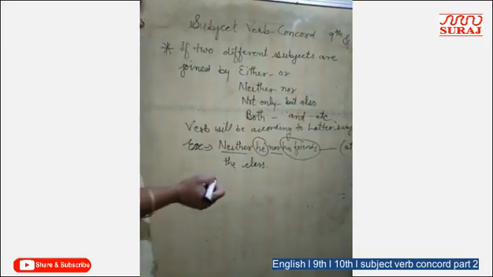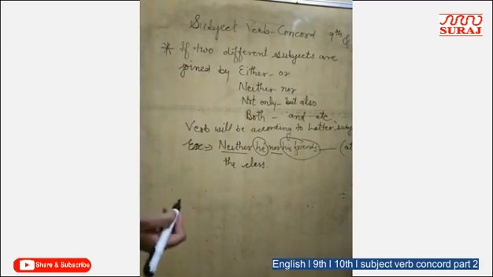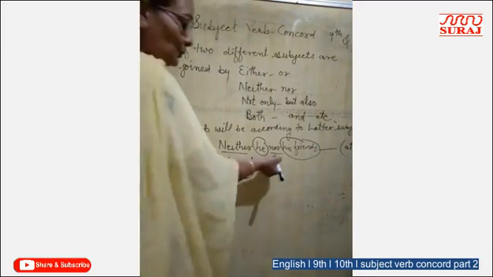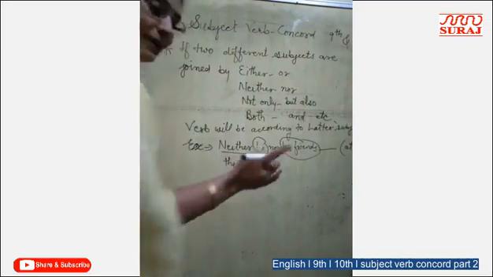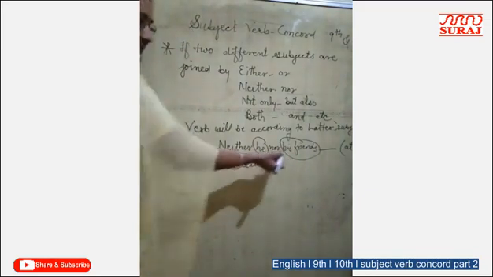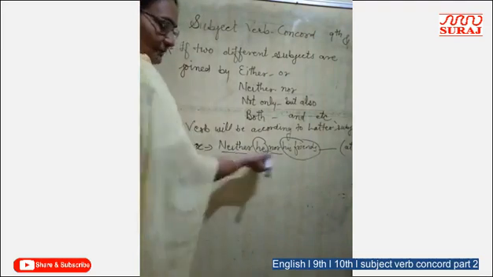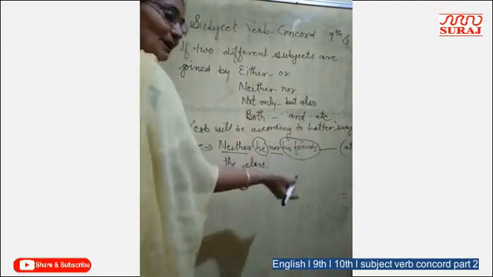Neither always takes nor with it, and either always takes or with it, not only always takes but also, and both always takes and. These are pair words. So here two different subjects are joined by neither nor, so the verb will be according to the later subject. It's the former subject, it's the later subject, it means first subject and second subject.